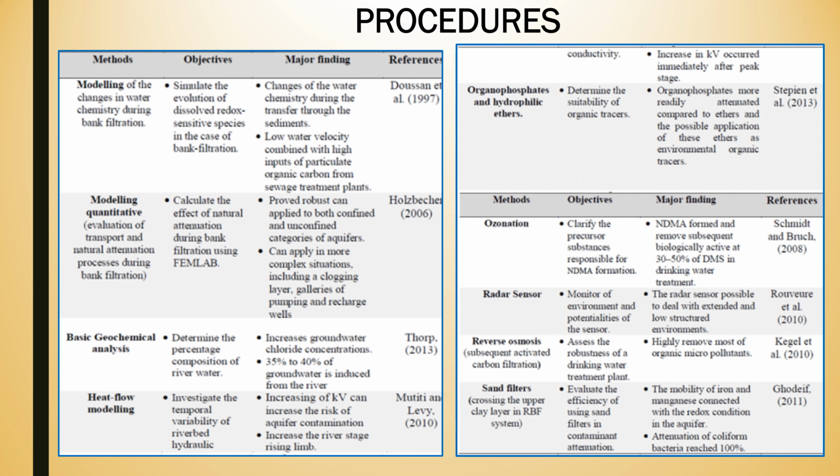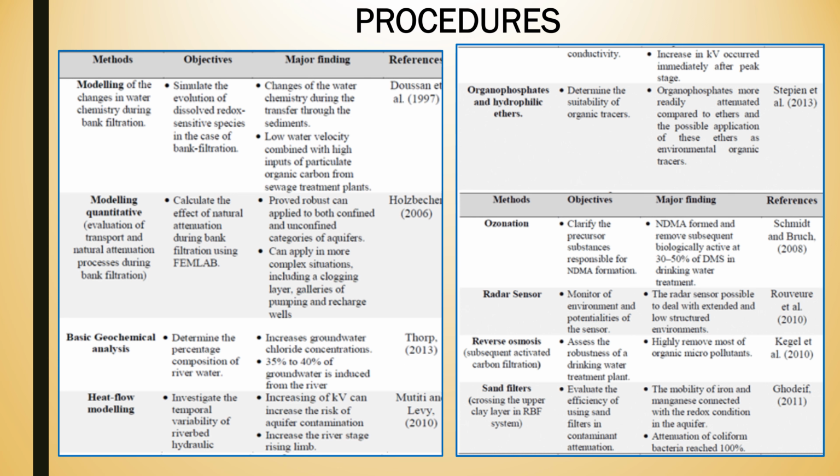So sand filtration, crossing the upper clay layer in the RBF system, aims to evaluate the efficiency of using sand filtration in contaminant attenuation. Then the major finding is that the mobility of higher organisms is connected with the redox conditions in the aquifer.